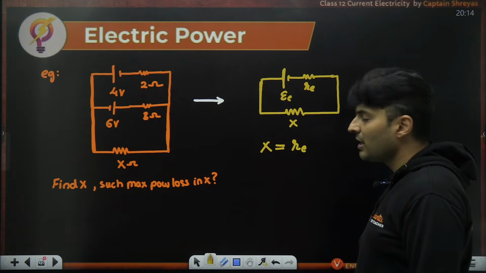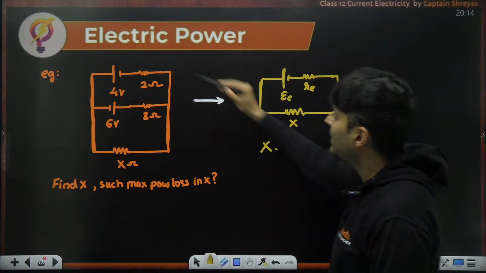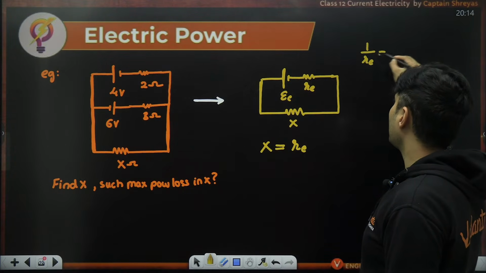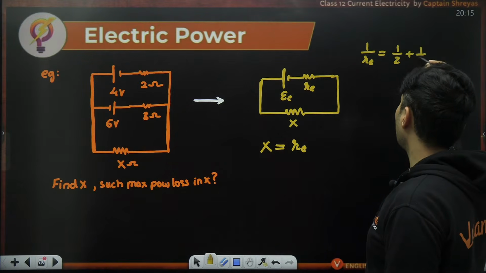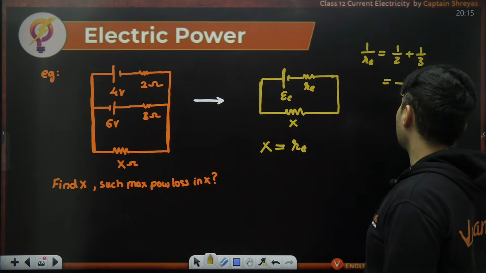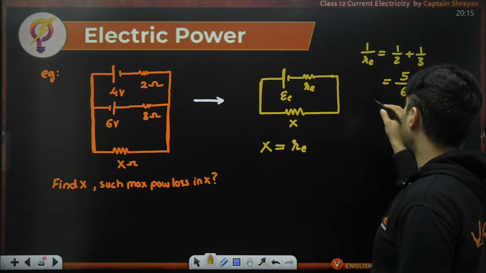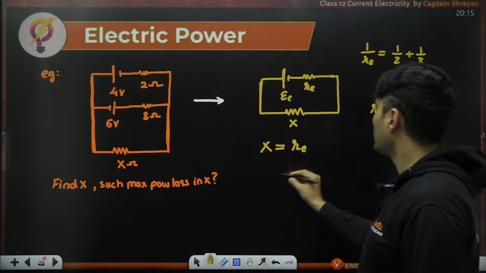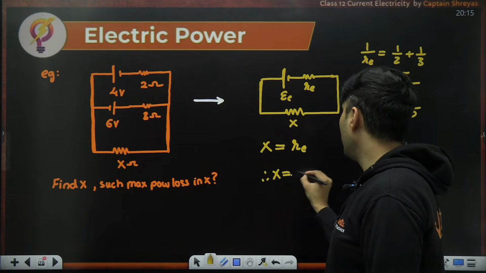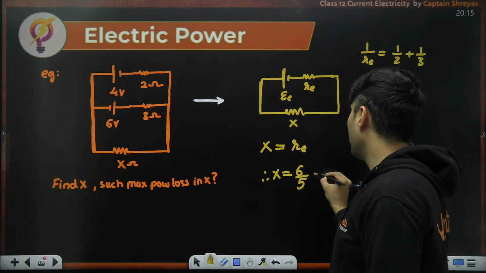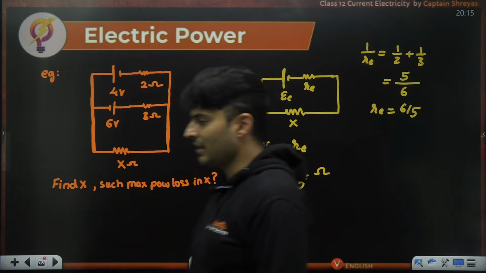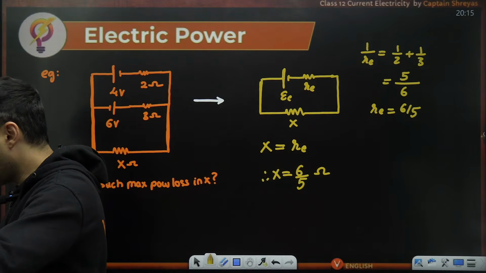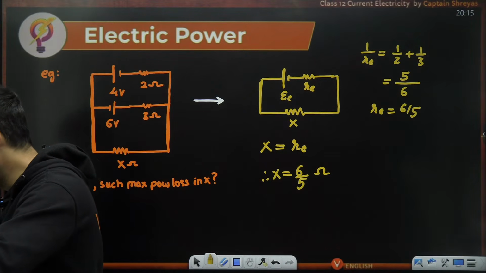So how much is that equivalent resistance? Well, these two are in parallel. So just use 1 by Re is equal to 1 by 2 plus 1 by 3, which is nothing but 5 by 6. So therefore, Re will be 6 by 5. So therefore, X will be 6 by 5 ohms. That is the answer. Okay. All right. I hope this is absolutely clear.